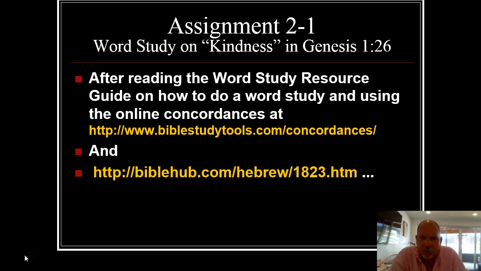So assignment 2.1, you're going to look up the word that is translated in the ESV as kindness. I believe in the NIV, or at least in the American Standard, it's translated loving kindness. And I feel it's one of the most important Hebrew words as it relates to God's character and action throughout the Old Testament. So you're going to do a full word study of this word to understand its breadth and depth of meaning.